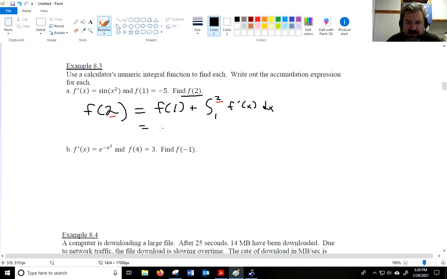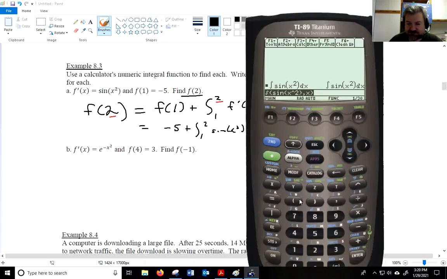So we're going to write that out. We're going to plug in. We're going to say -5 plus the integral from 1 to 2 of sine of x squared dx. And that's what you would write on a free response question if you had to. And then we're just going to do it. So we'll say -5 plus the integral, second 7, of sine of x squared, comma x, comma 1, comma 2.